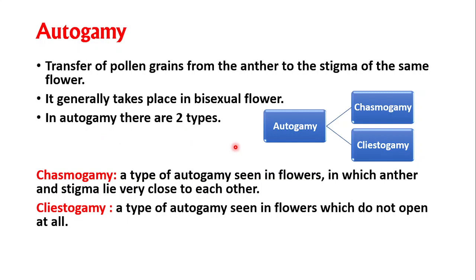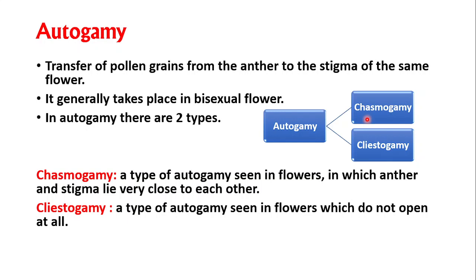The next one: autogamy or self pollination is of two types. The first one is chasmogamy and the second one is cleistogamy. So coming to the first one, that is chasmogamy.